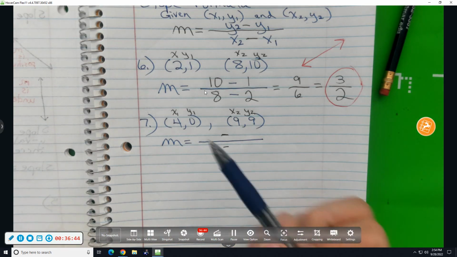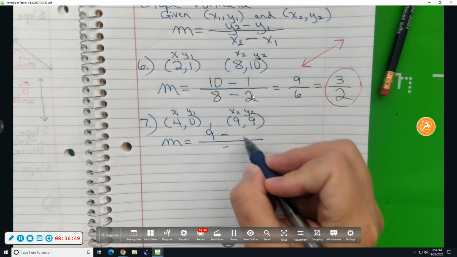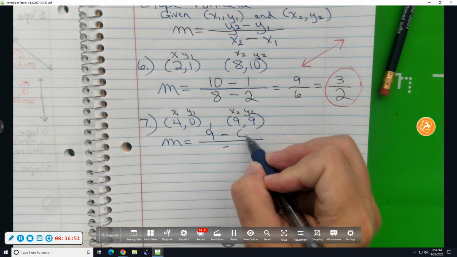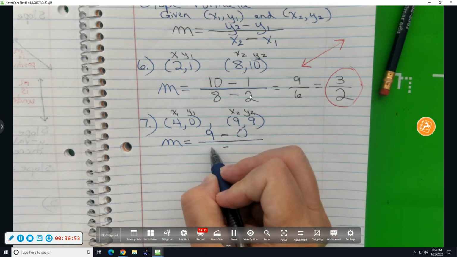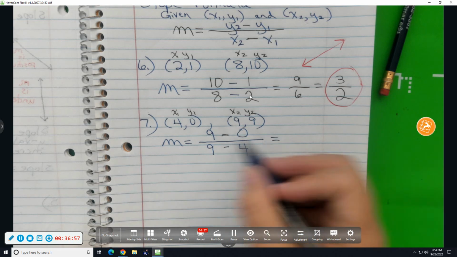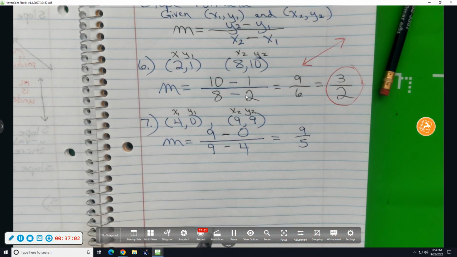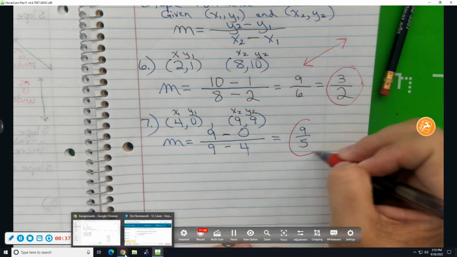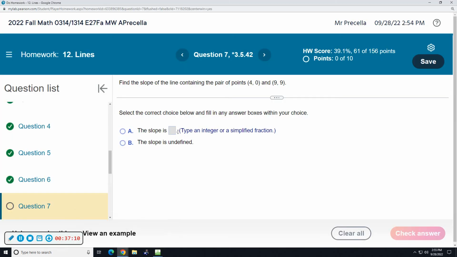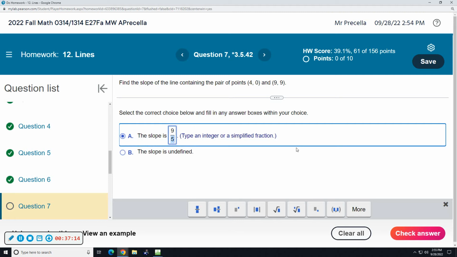Okay, so 9, and here 0. Okay, so that's what, 9/5. Can we reduce any common factors? Can we cancel any common factors there? No. 9/5. Leave it as 9/5.